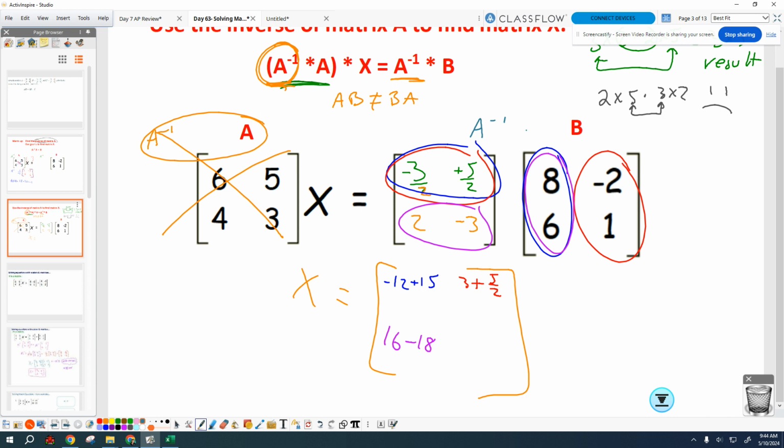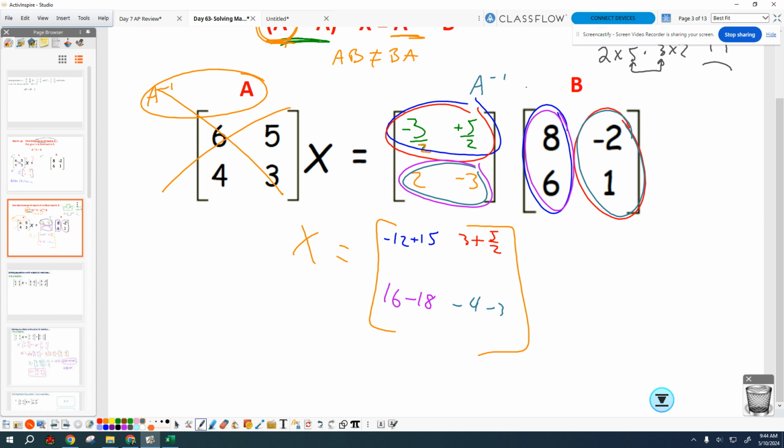Roscoe, how do I get the bottom right number? So 2 times negative 2 and then negative 3 times 1. So it'd be negative 4 minus 3. So overall, my answer is 3, 11 over 2, negative 2, and negative 7.